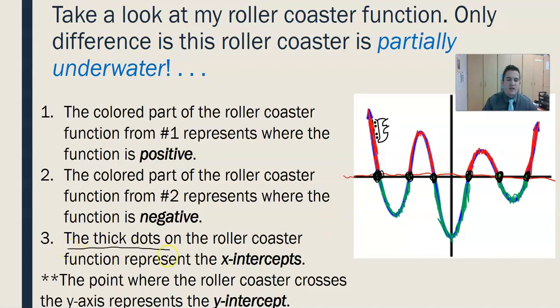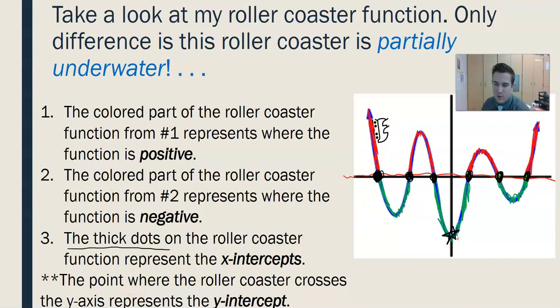Then all the thick dots that I put on this roller coaster function represent the x-intercepts. If you've ever heard the term x-intercept or y-intercept, an x-intercept is just where the graph intercepts or touches the x-axis. So all 6 of these occasions are x-intercepts because the graph touches the x-axis. And then this double star here at the bottom, the point where the roller coaster crosses the y-axis, represents the y-intercept, and I'm going to mark that with a star.